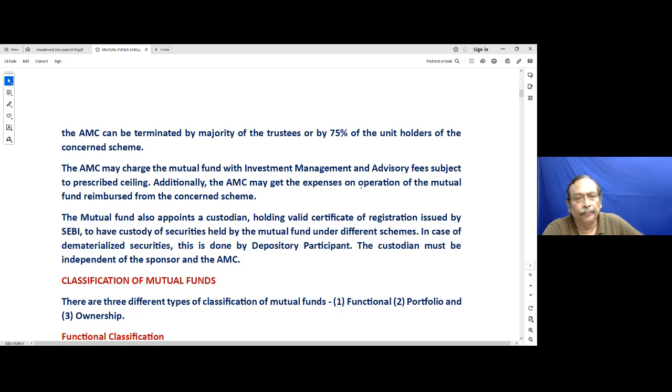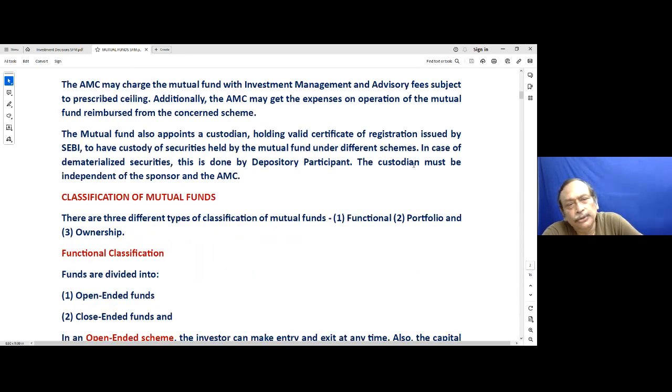The mutual fund also appoints a custodian holding a valid certificate of registration issued by SEBI to have custody of securities held by the mutual fund under different schemes. In case of dematerialized securities, this is done by a depository participant. The custodian must be independent of the sponsor and the AMC.